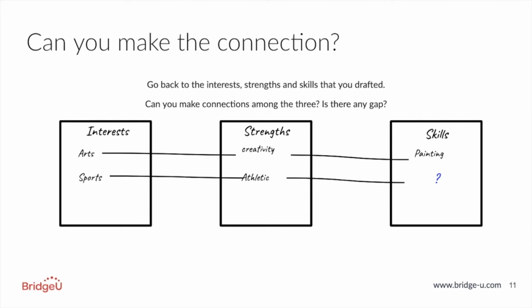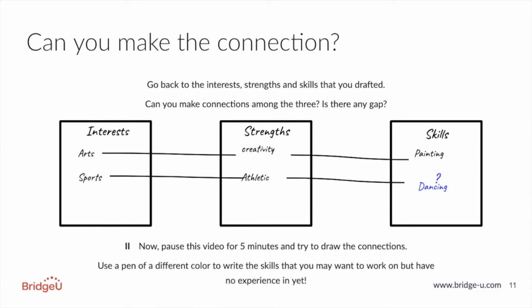There are several options, but a good example is I could start learning dancing. Now, repeat this exercise. Pause the video for a few minutes, maybe 5 minutes, and try to draw the connections. Where there is no connection, try to add a skill that you might be interested in learning. Use a pen of a different color to write the skills that you may want to work on, but have no experience in yet. Pause the video and let us know how it goes.